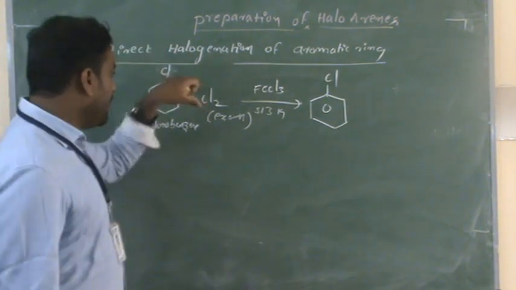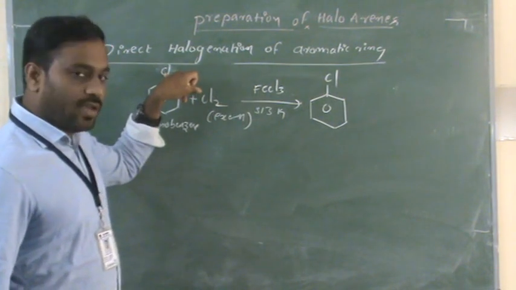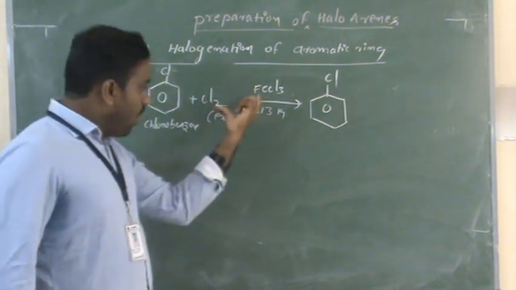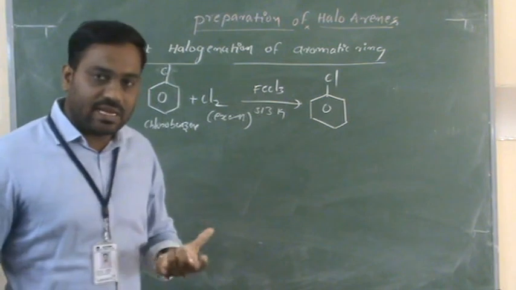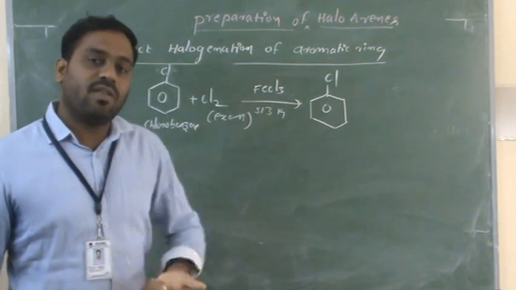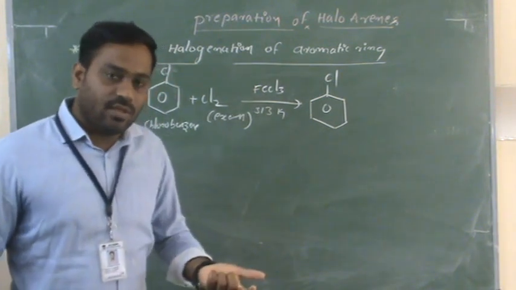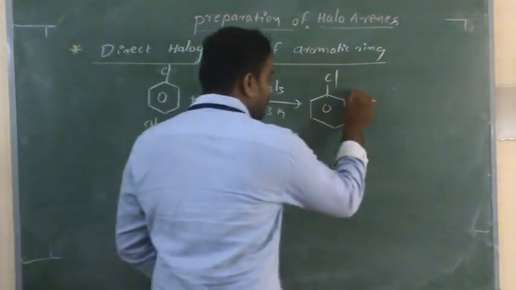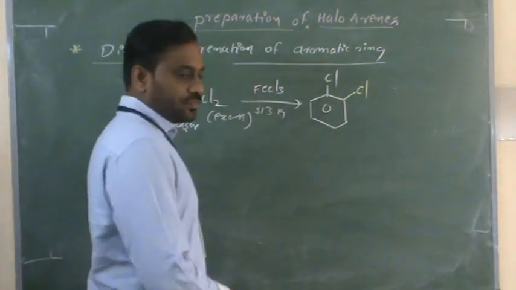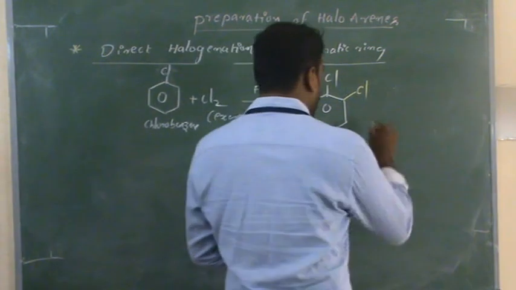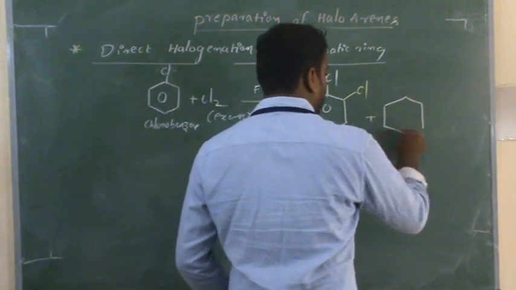So here already Cl is there. Now, after these two react, there is generation of the electrophile. Now where is that electrophile going to attack? It goes and attacks either the ortho position, this is called the ortho position, or it goes and attacks the para position.